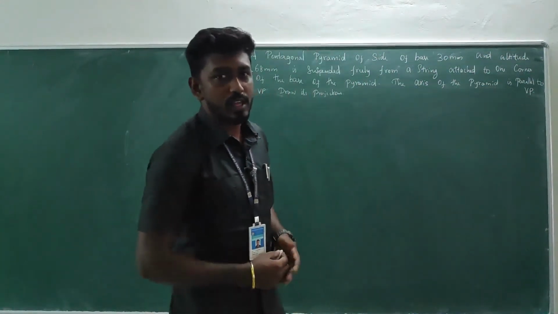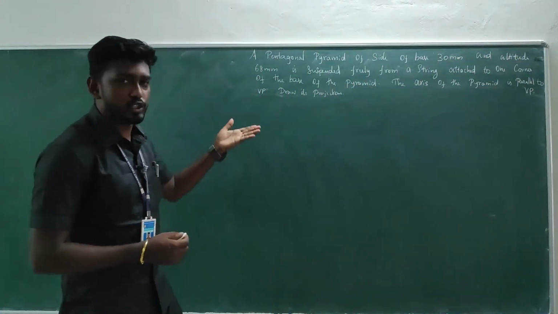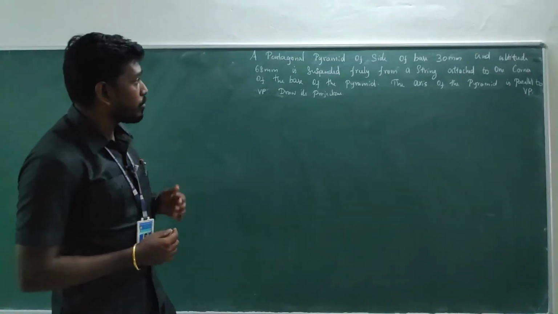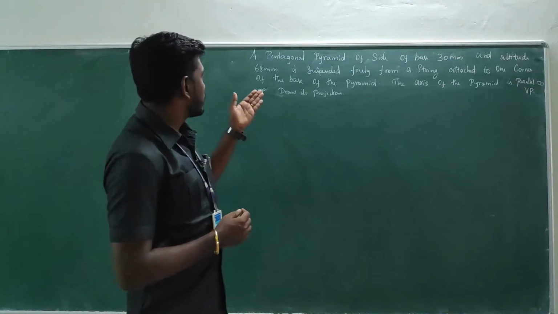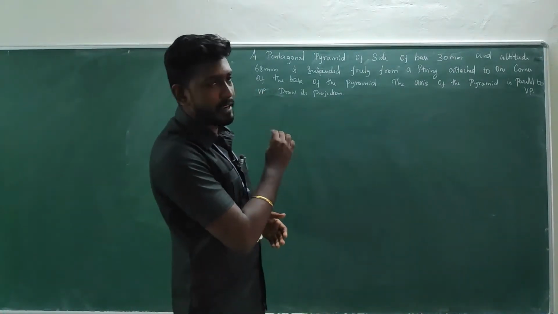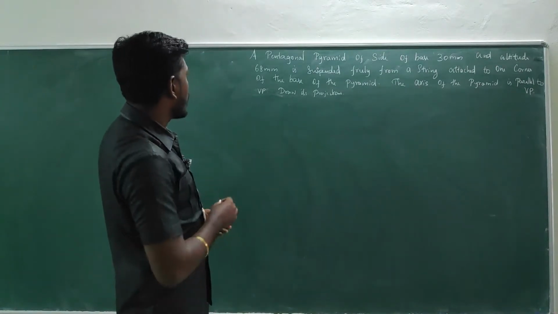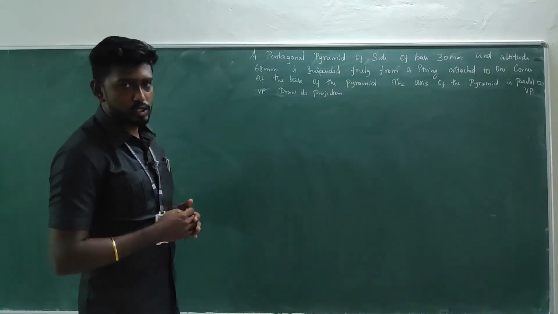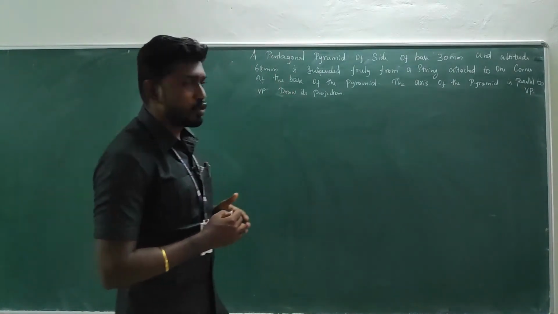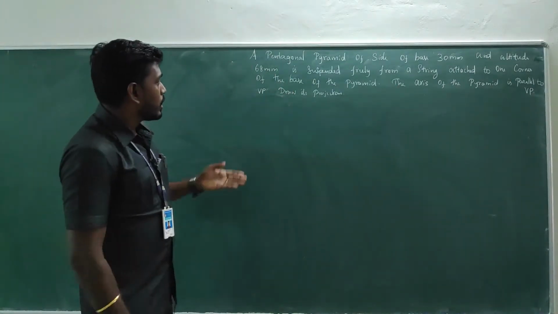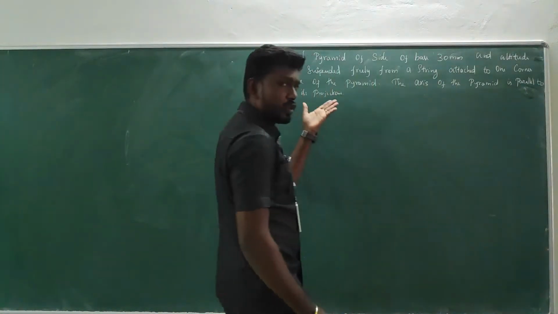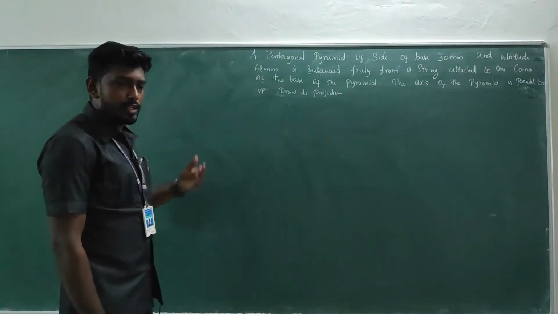Welcome, all students. Again I come up with a question from the projections of solids. A pentagonal pyramid of side of base 30 mm and altitude 68 mm is suspended freely from a string attached to one corner of the base of the pyramid. The axis of the pyramid is parallel to VP, and draw its projections. So the given question is this.